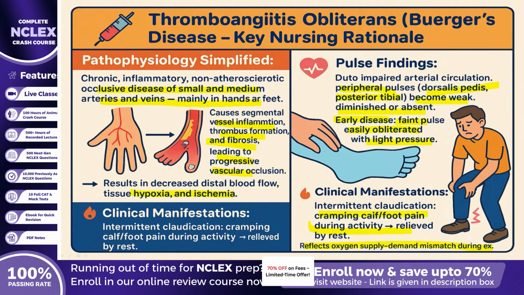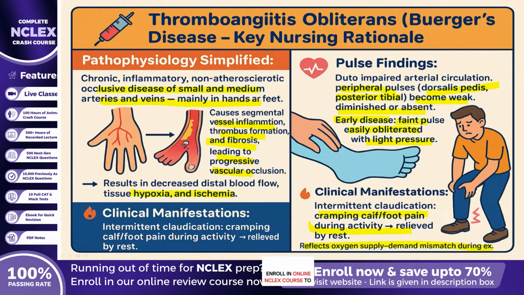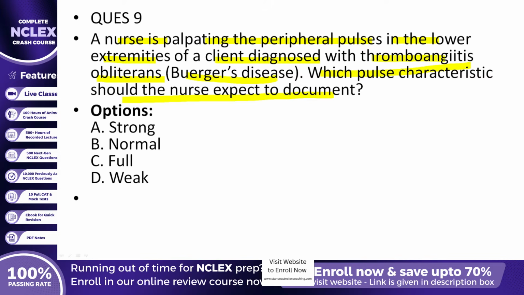On the other hand, a normal or strong pulse indicates adequate arterial blood flow, which contradicts the fundamental pathophysiology of Buerger's disease. Similarly, full pulses are typically found in hyperdynamic states or conditions associated with increased blood volume or vasodilation, not in occlusive arterial disorders. Hence, recognizing weak or absent pulses is vital to understanding the severity of ischemia.